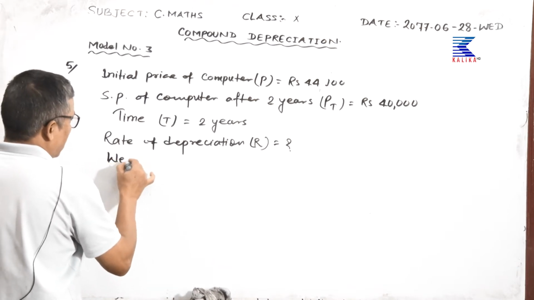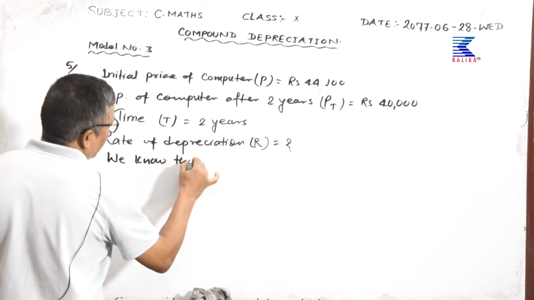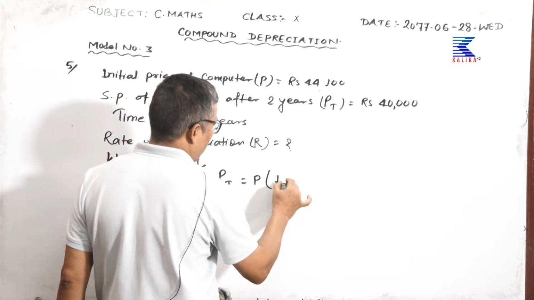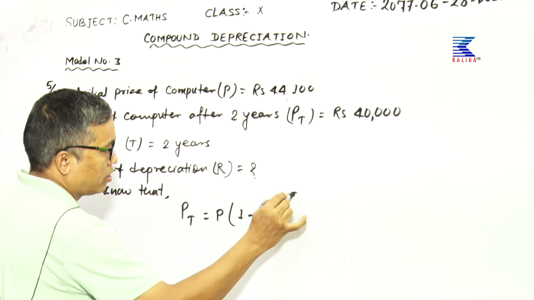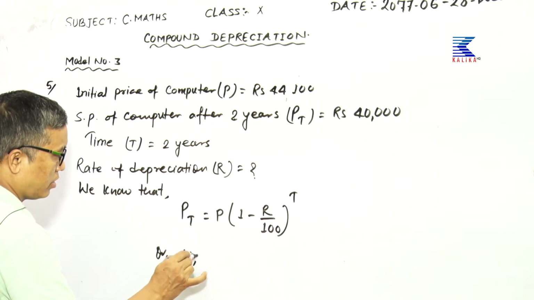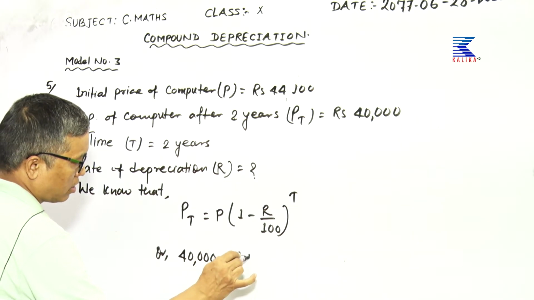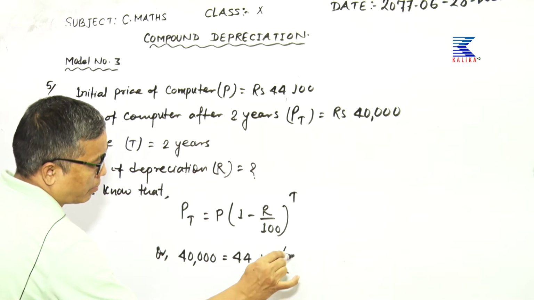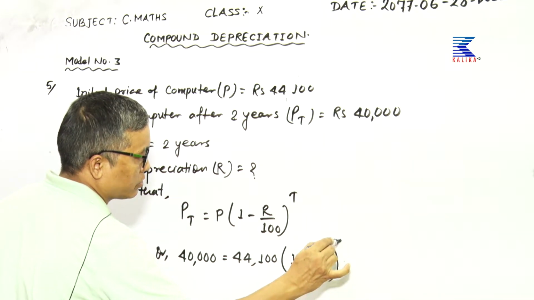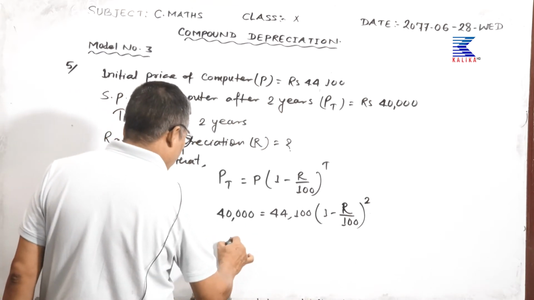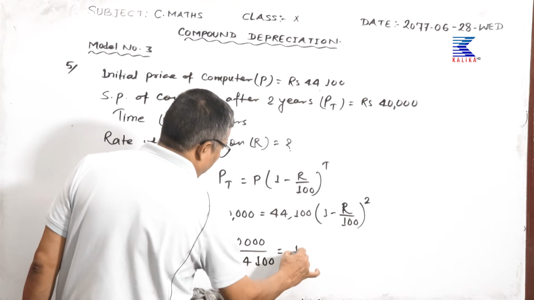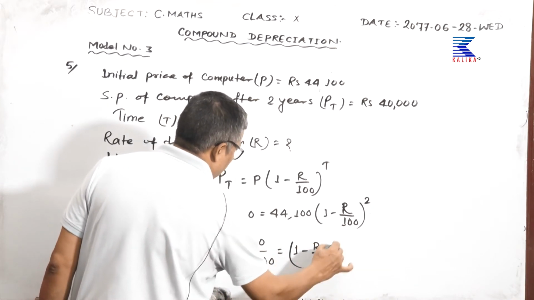We know that, dear students, the formula of compound depreciation is PT is equal to P times (1 minus R by 100) to the power T. So 40,000 is equal to 44,100 times (1 minus R by 100) to the power 2, or 40,000 divided by 44,100 is equal to (1 minus R by 100) to the power 2.